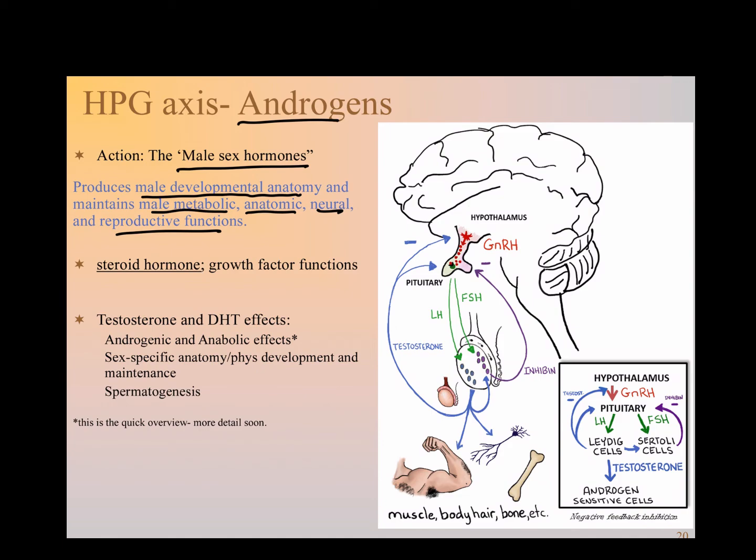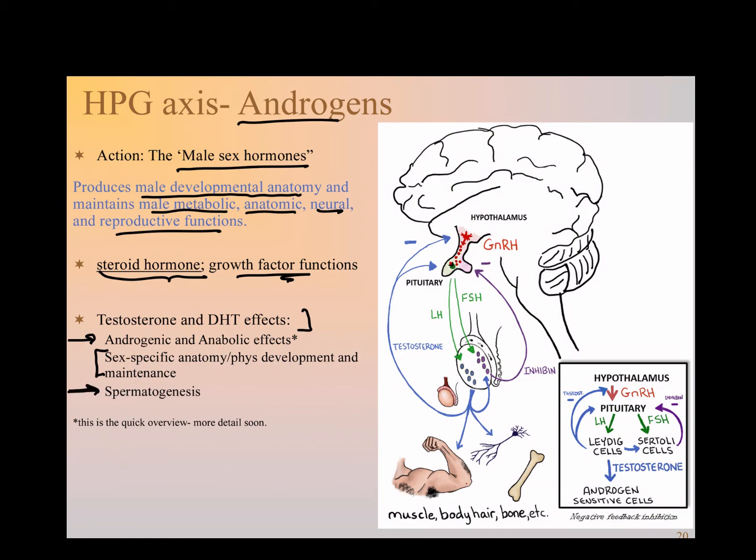So again, these are steroid hormones, and they have growth factor functions, which are very important in what they do. So when you think about the sexual anatomical development in the womb and during puberty, those are growth factor functions of testosterone and androgens. The effects of these are going to be androgenic and anabolic. As we said, they're going to develop sex-specific anatomy and physiology, and they're going to develop spermatogenesis.